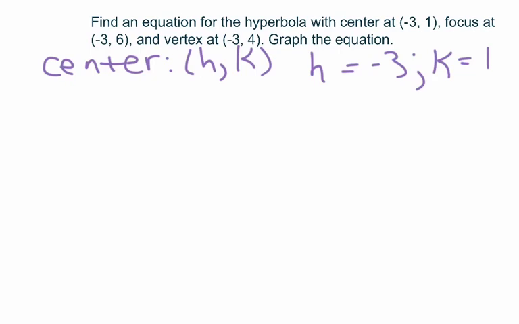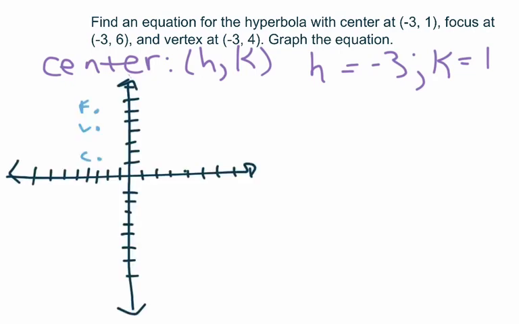Let's begin by plotting the points that we're given. So here we have our points for the center at -3, 1, the focus at -3, 6, and vertex at -3, 4. The distance from a center to a focus is 5 units, so we would say c is equal to 5, or to be more specific, plus or minus 5. The distance from a center to a vertex is a equals plus or minus 3.